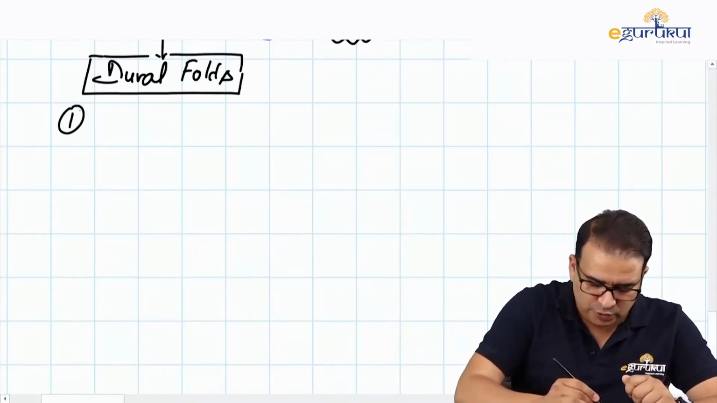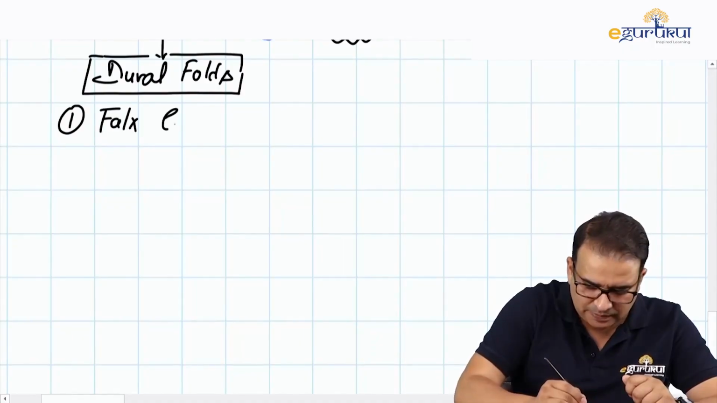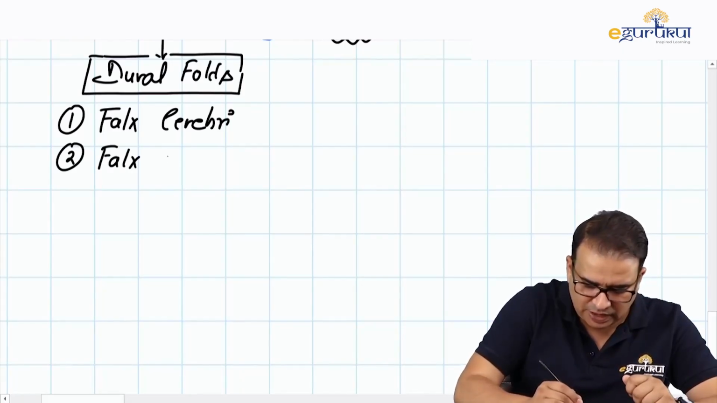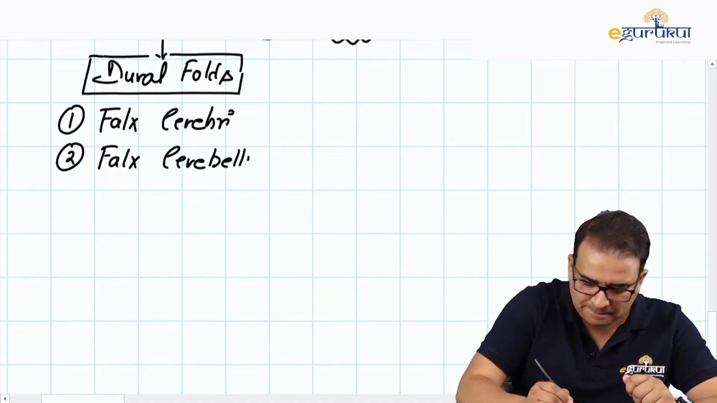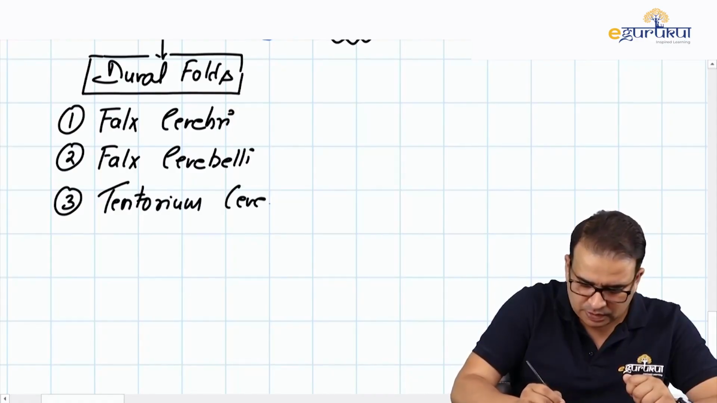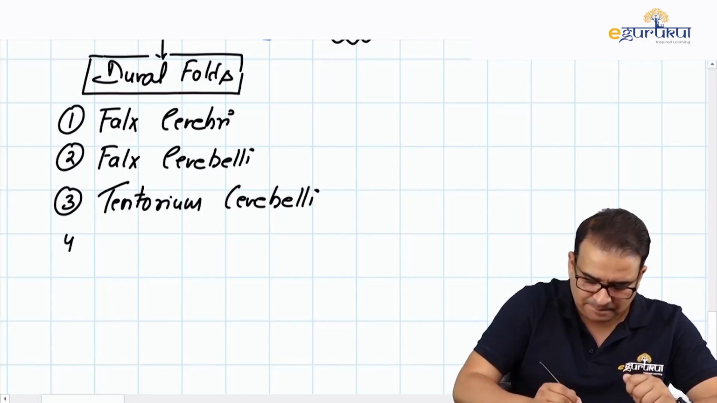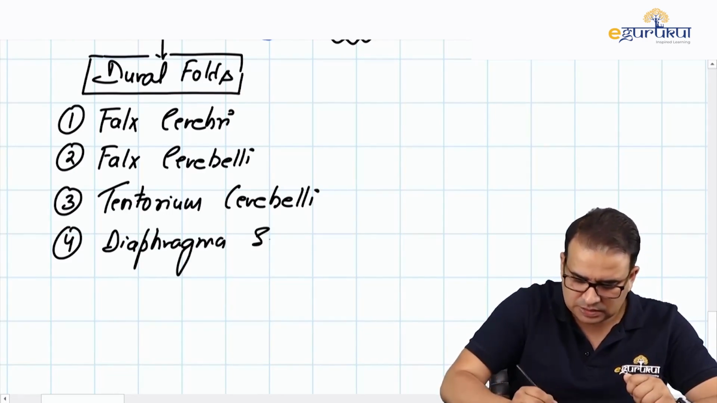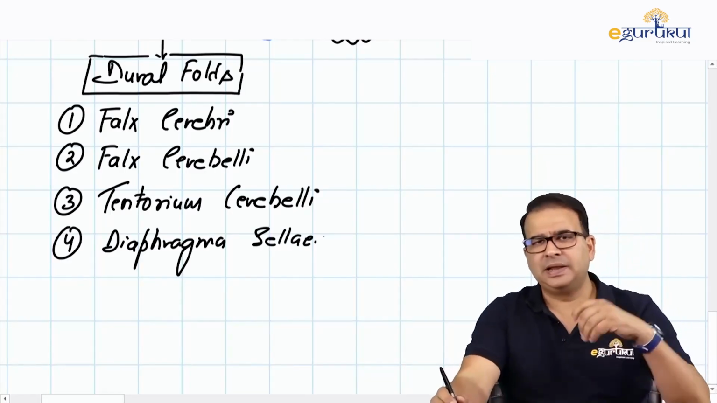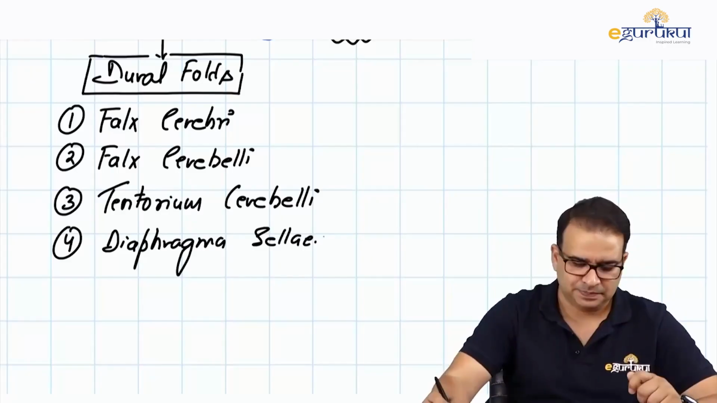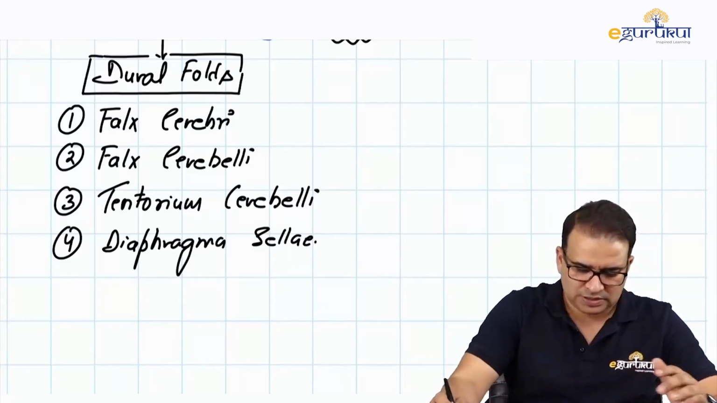What are the dural folds, guys? The main dural folds include the falx cerebri. We have the falx cerebelli. We have the tentorium cerebelli. And then we have the diaphragma sellae. It basically covers the sella turcica and separates the pituitary gland from its stalk, so we call it diaphragma sellae. So these are the dural folds we have.